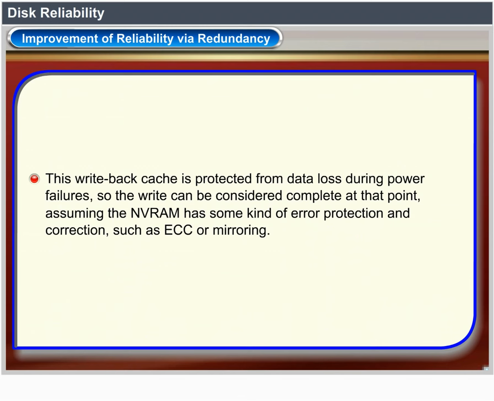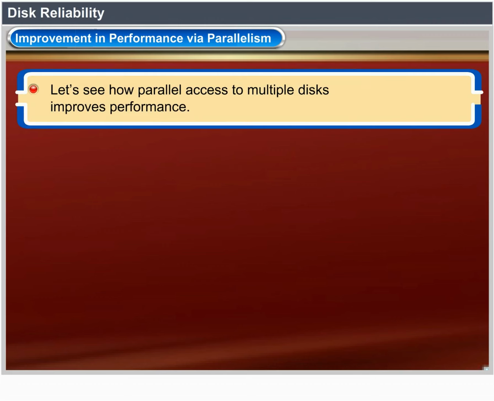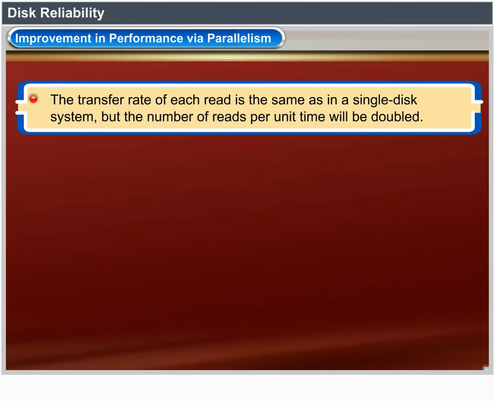Improvement in performance via parallelism. Now let's consider how parallel access to multiple disks improves performance. With disk mirroring, the rate at which read requests can be handled is doubled, since read requests can be sent to either disk as long as both disks in a pair are functional, as is almost always the case. The transfer rate of each read is the same as in a single disk system, but the number of reads per unit time has doubled.